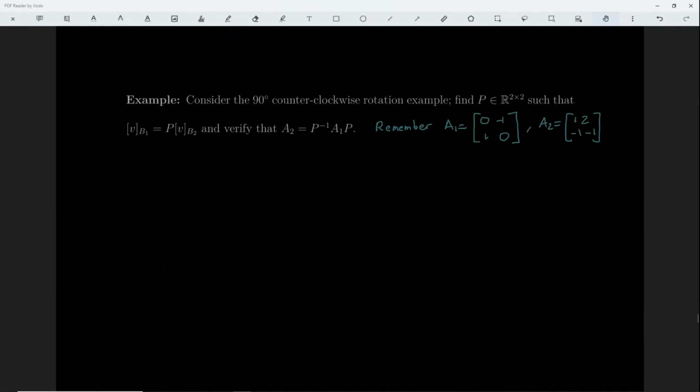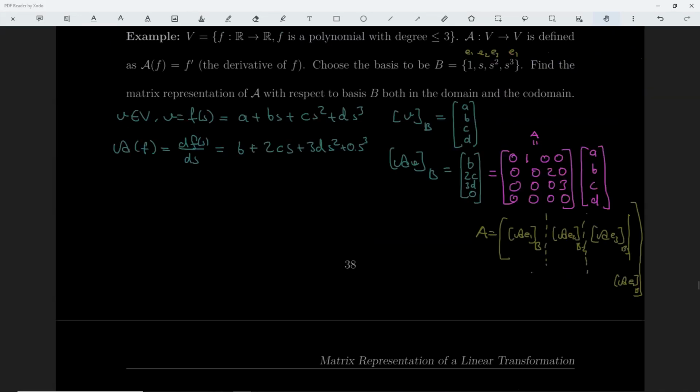So the next example states: consider the 90-degree counterclockwise rotation example and find P such that the representation of a vector with respect to B2 can be converted to B1, and verify that A2 is equal to P inverse AP. Okay, so first of all, let's go back to the example.